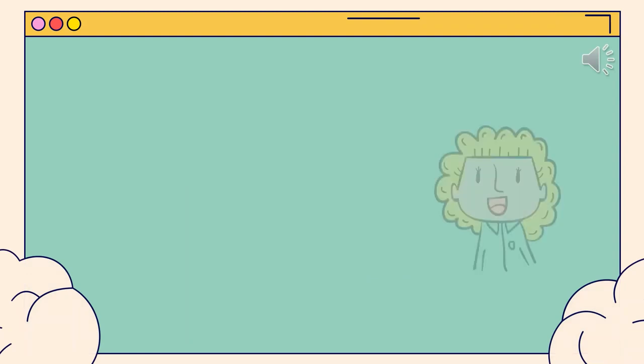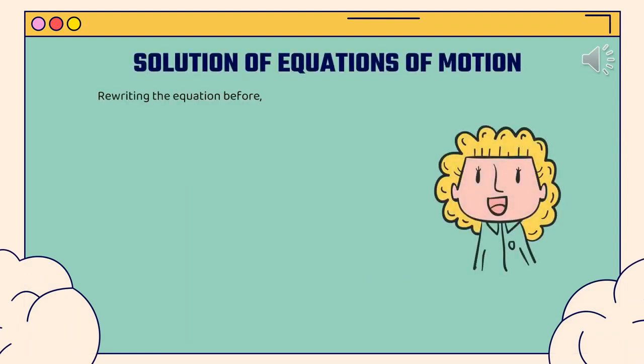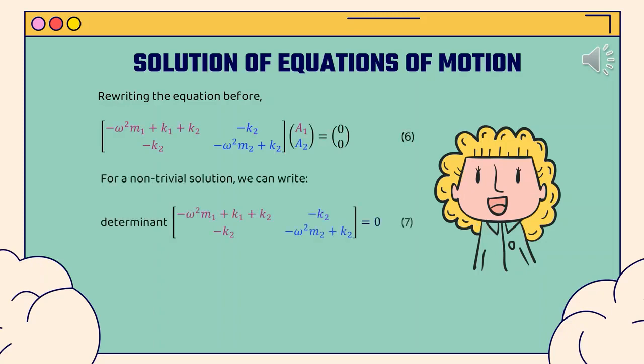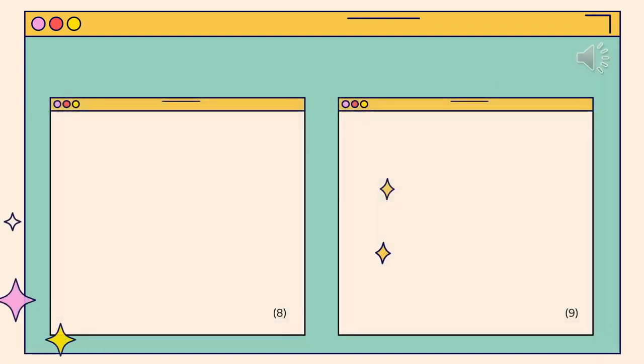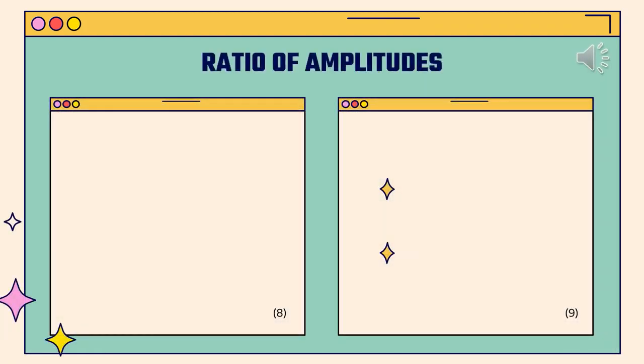By rewriting the equation, we can get equation 6. For a non-trivial solution, where A1 and A2 are not both 0, the determinant of the coefficients of A1 and A2 must be 0, since otherwise it implies that there is no vibration in the system. Now, in order to solve for non-trivial solutions, the determinant of this matrix must be equal to 0. With this equation, we can solve for positive values of omega, and these solutions for omega are called the natural frequencies of the system. Let's say that these values are omega 1 and omega 2.